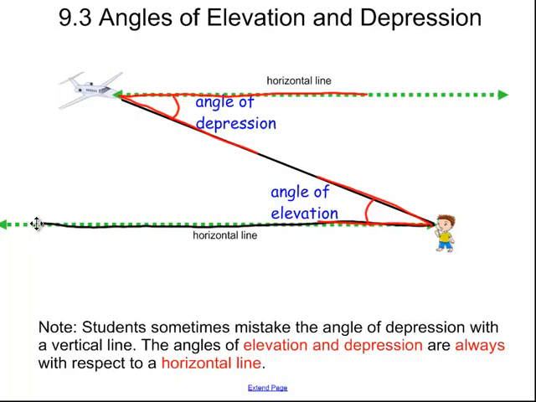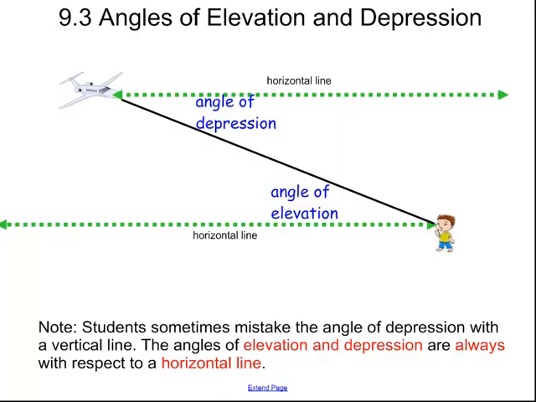Students sometimes make the mistake of thinking that the angle of depression goes with a vertical line. What does that mean? A lot of times when they ask for the angle of depression, they'll draw a vertical line down from the plane and think that this is my angle. The angle of elevation and angle of depression never deal with a vertical line. They always have to do with the horizontal line.